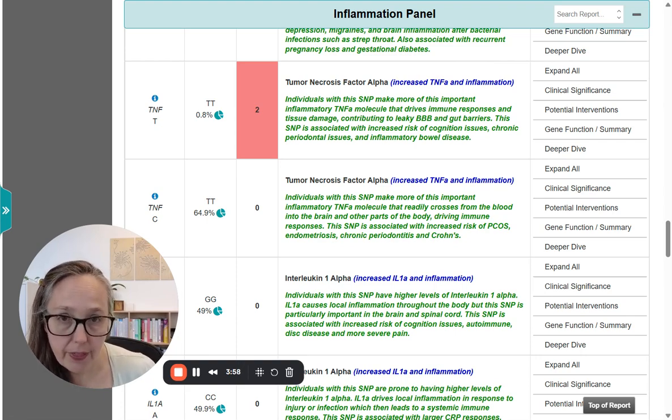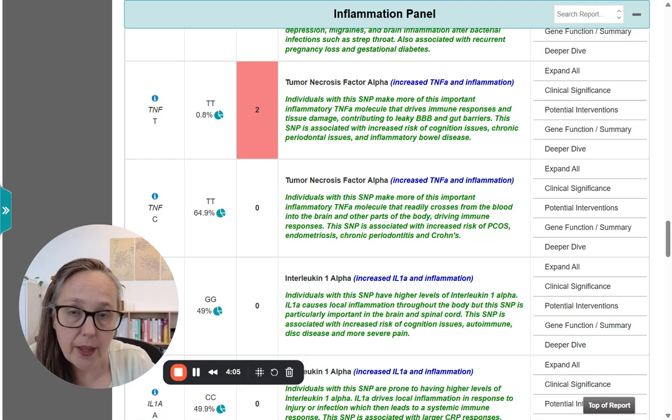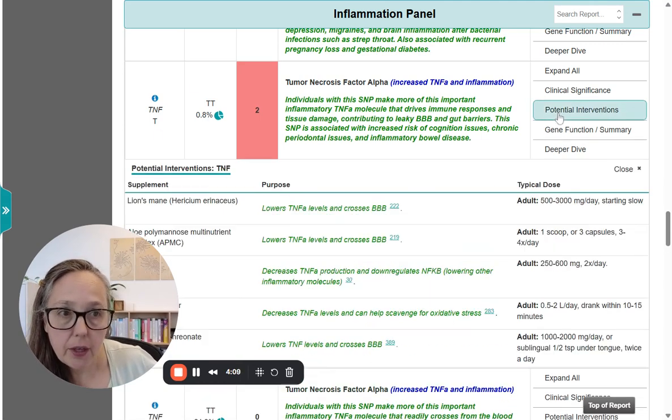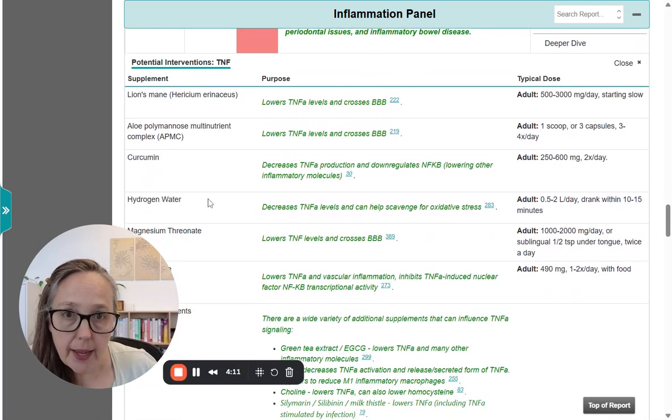And if that was it, then I think this test wouldn't be that useful. But you can go through and say, all right, we know that's a weakness for this person, but what do we do about that? And then you can pull up interventions. And there are actually dozens of interventions.